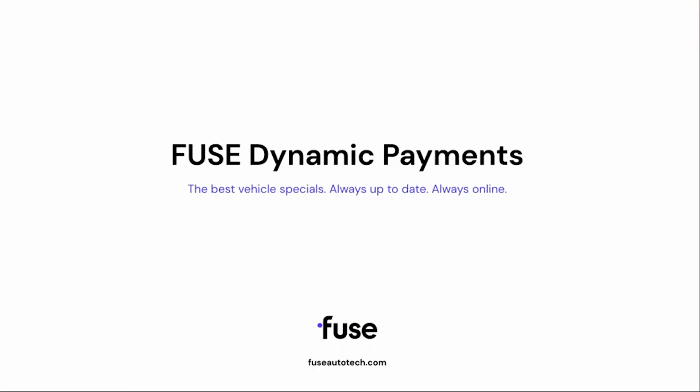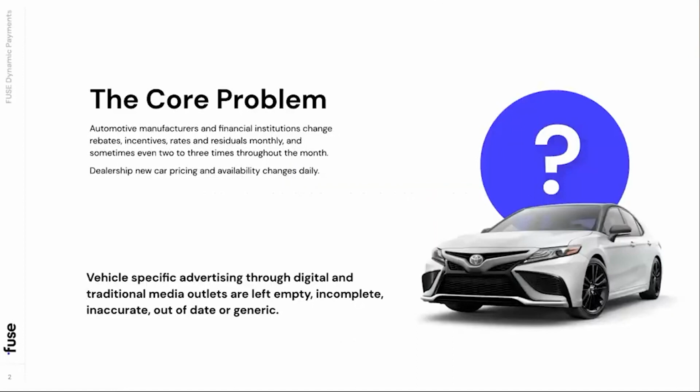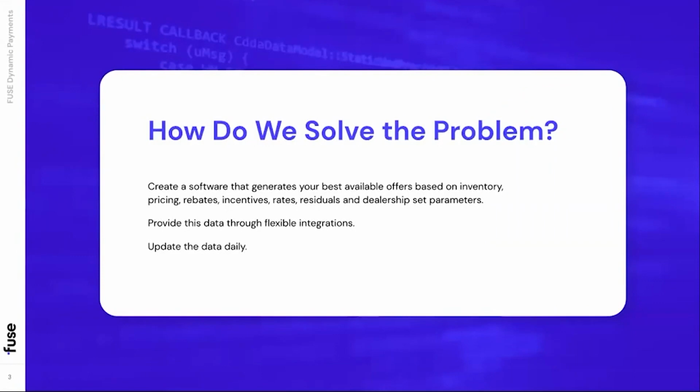Hello, this is Alan Crutch with Fuse-Autotech. Today we're going to be speaking about Fuse Dynamic Payments. The core problem that Fuse Dynamic Payments solves is getting your offers, monthly specials, and advertised prices in alignment at the beginning of every month. With the changes in manufacturer incentives and in inventory and in pricing, it's very difficult to keep your online and advertised specials in alignment. So how do we solve this problem?